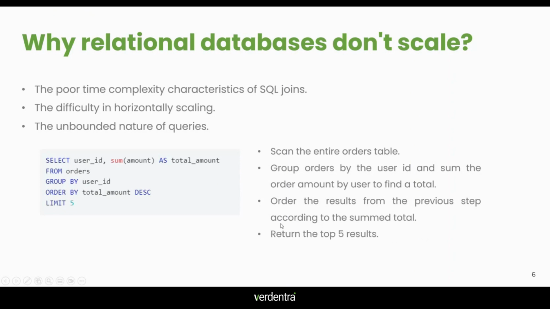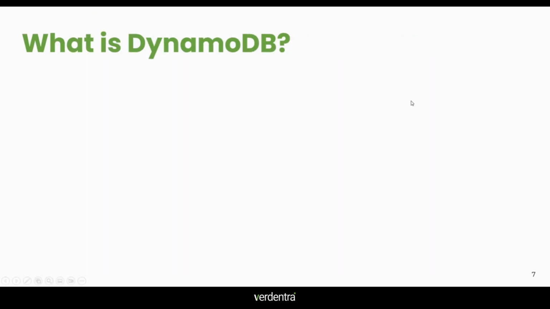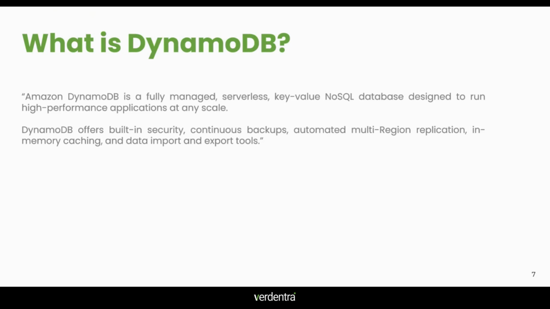When you break it down, this is taxing a lot of performance. And you don't just get one of these; when you have millions of users, you get thousands of concurrent requests, so it becomes very hard. That's one of the reasons why Amazon came up with DynamoDB. Let's look at how they describe DynamoDB. According to Amazon, DynamoDB is a fully managed serverless key value NoSQL database designed to run high performance applications at scale.